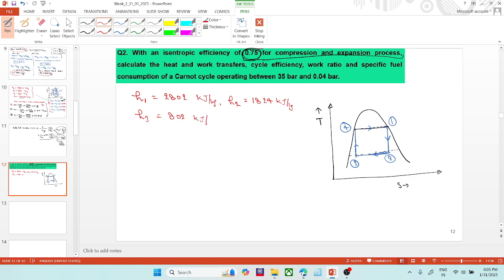H3 was 802 kilojoule per kg, and H4 was 1409.8. Okay, it would be 1410 kilojoule per kg. Okay, so these processes are the reversible processes, the isentropic processes. But here they are saying that our turbine and pump have an isentropic efficiency of 0.75. So this process would be like this. It won't be a straight line.